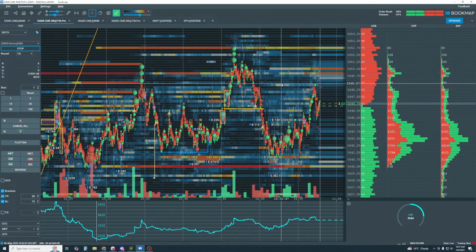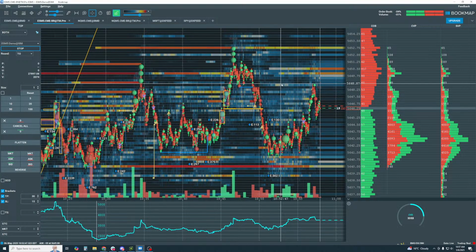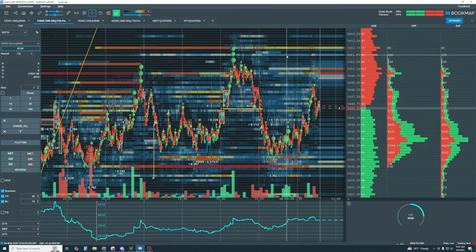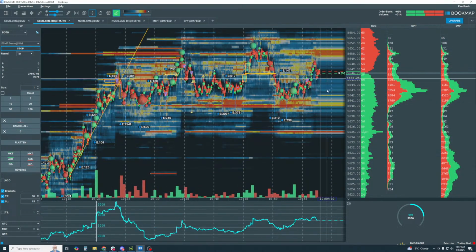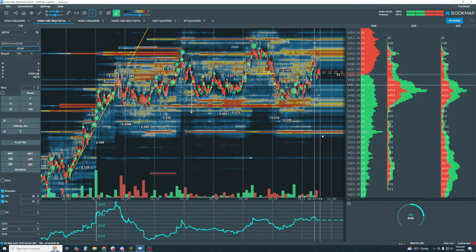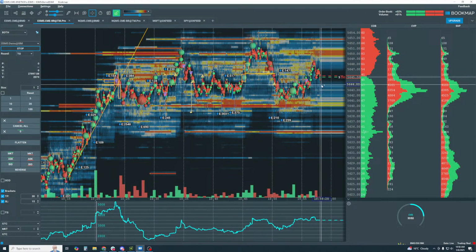You're curious to see if this will be a low volume shoulder forming? Yeah, maybe. I don't see it right now. Yeah, you're right. It just hasn't formed yet.